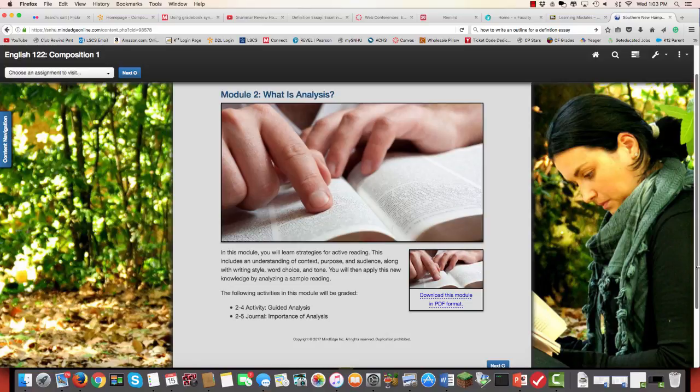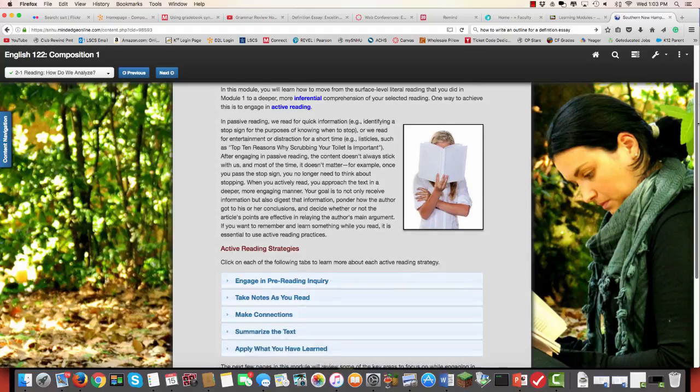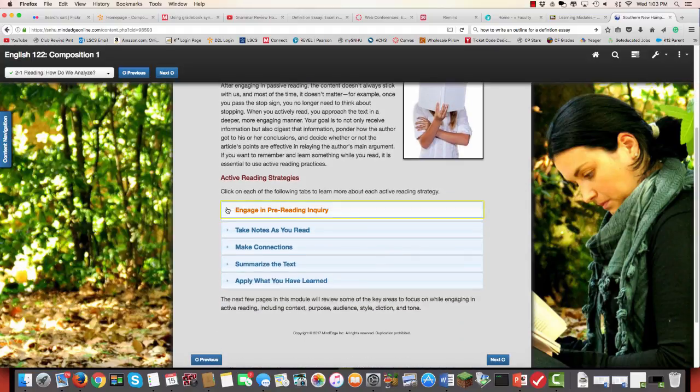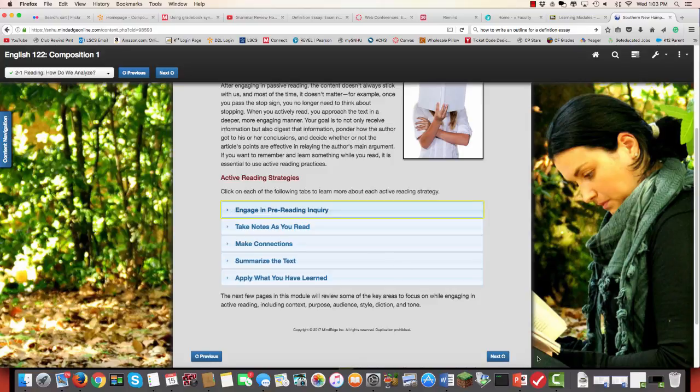In module 2, we're going to be looking at analysis. Learning how to analyze is a very important skill for academic writing. It'll also be a skill that helps you throughout your entire journey as a college student. I encourage you to read this entire section and even expand these points here so that you get a better understanding of active reading strategies.